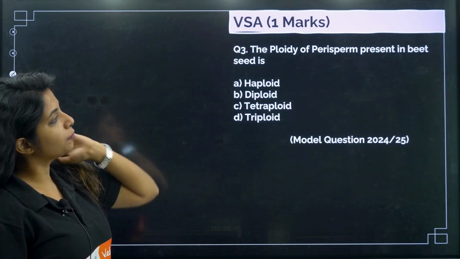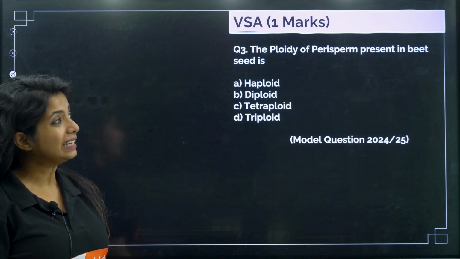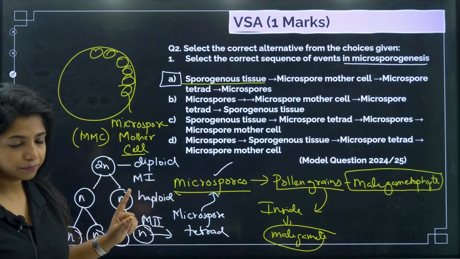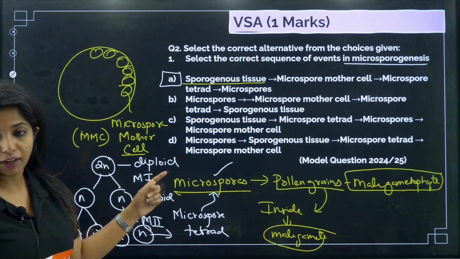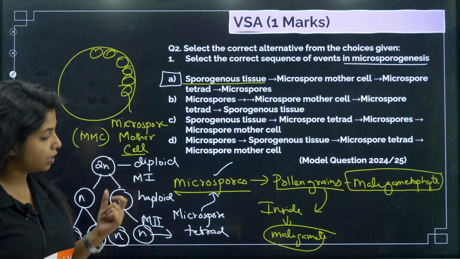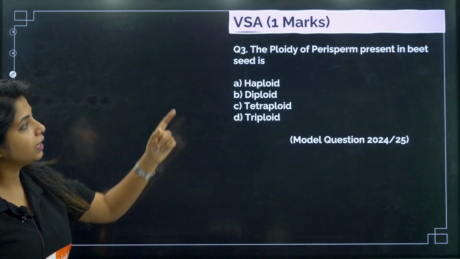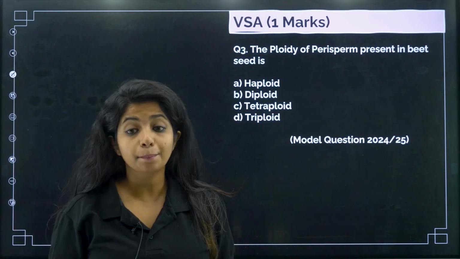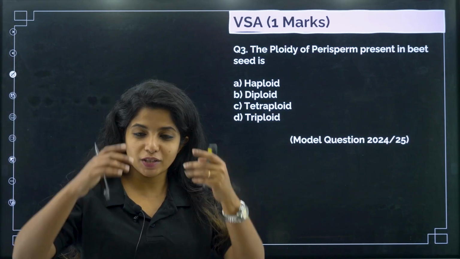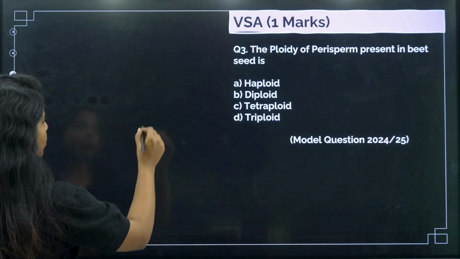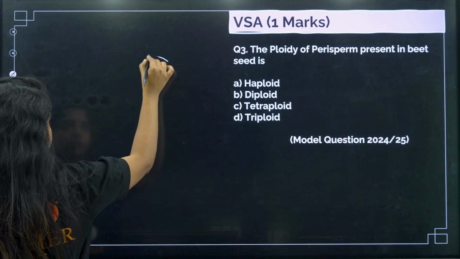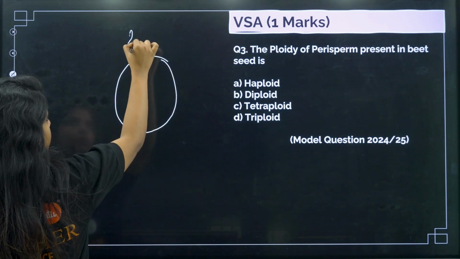Now, the ploidy of perisperm present in the beet seed is, children, this is ploidy. I told you diploid means double the number of chromosomes. This is haploid, that means half the number of chromosomes. So they are asking you what is the ploidy of the perisperm present in the beet seed. What is so specific about beet seed? So in beet seed, what happens is that generally, now we are going to talk about the female part.